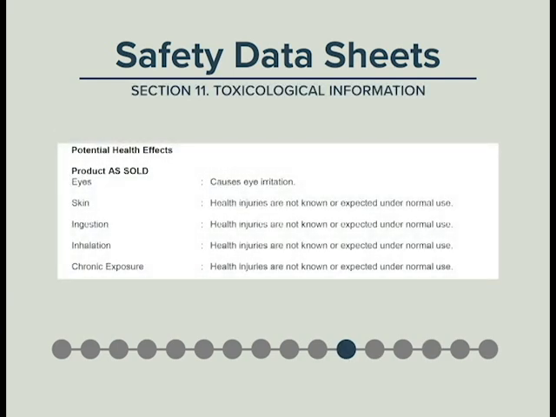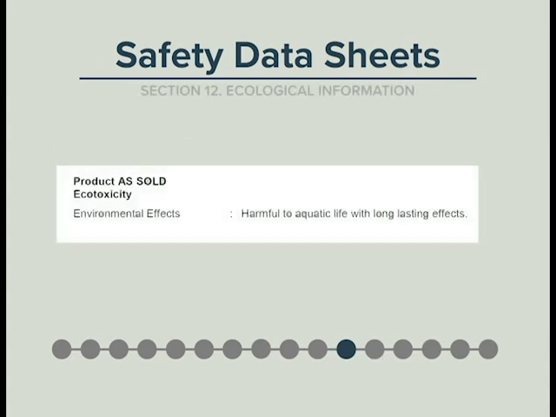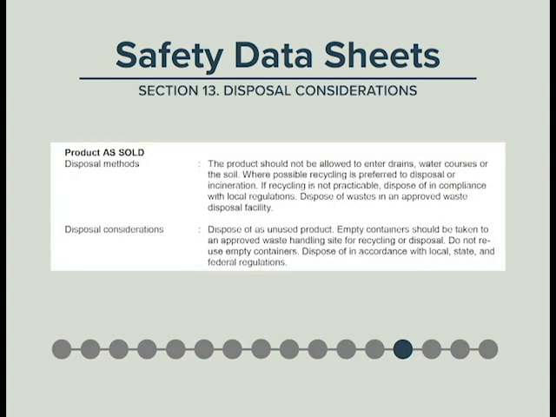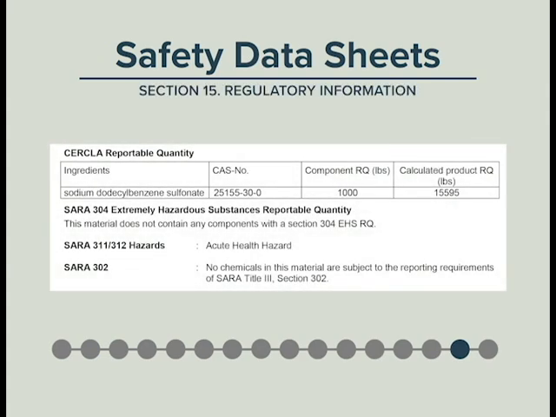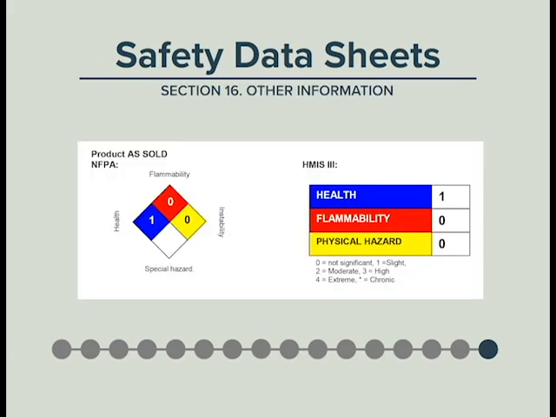Section 11 is about the toxicology of the chemical. The 12th section, Ecological Information, discusses potential environmental harm. The 13th section elaborates on proper disposal procedures. Section 14 provides classification for shipping and transportation. The 15th section is Regulation, describing additional parameters set by other regulatory agencies. The final section is reserved for other information, including the NFPA label.